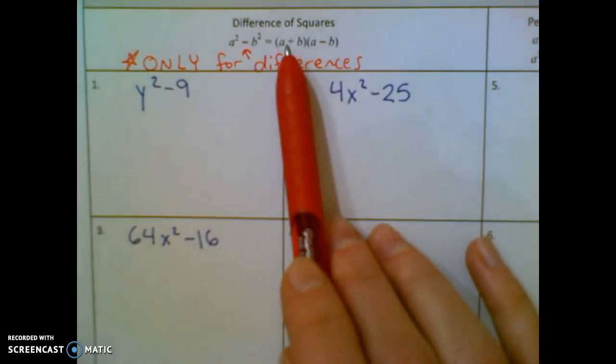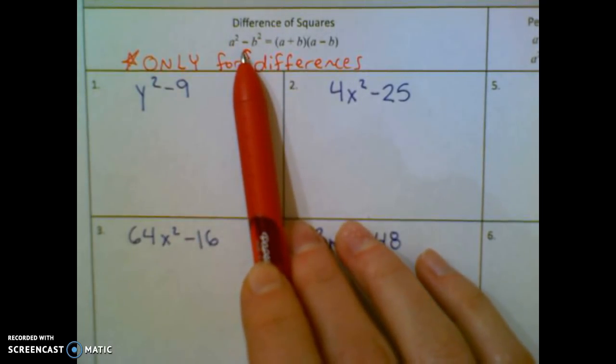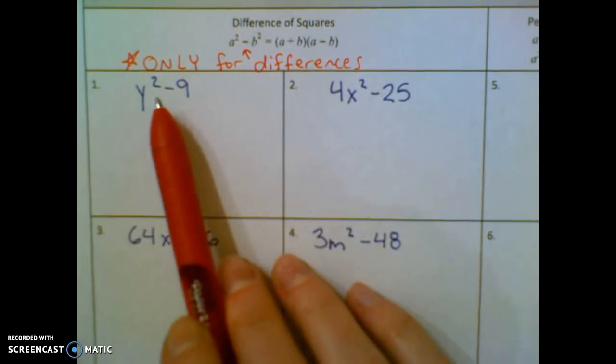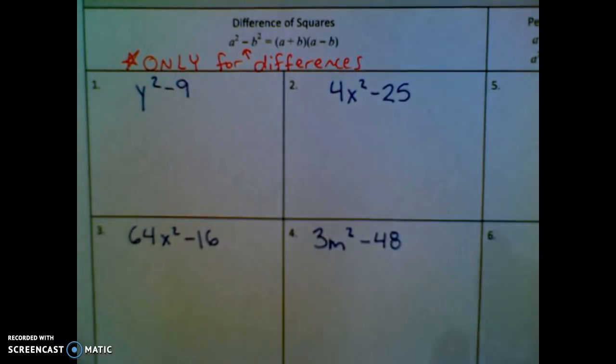Our factored product has a plus and a minus, but the original problem only has a minus. So I can see something minus something. Every one of these has two terms and has a minus sign. Okay? So these are really, really easy to do.